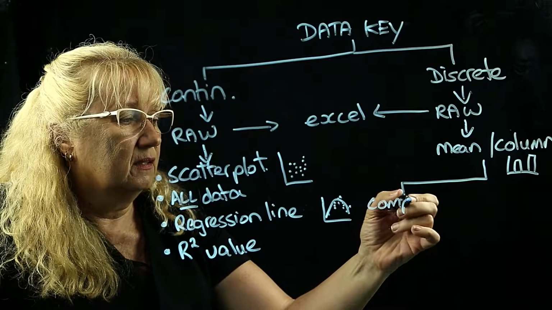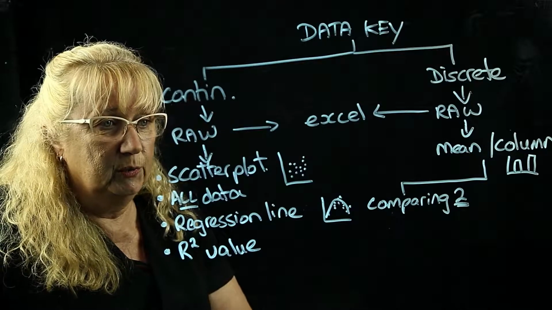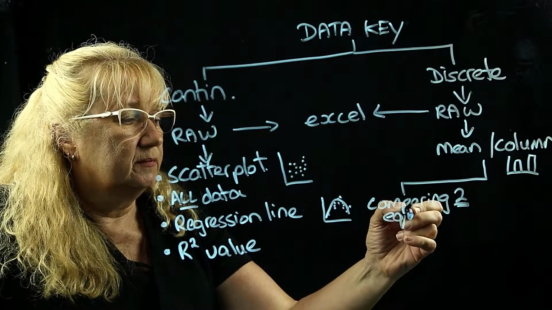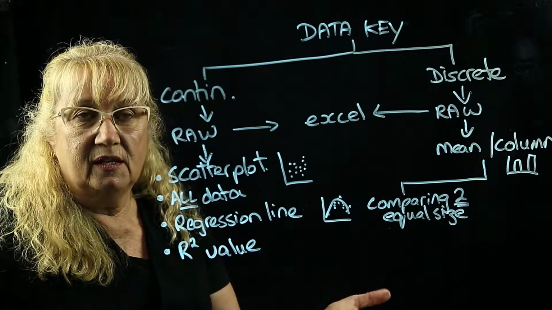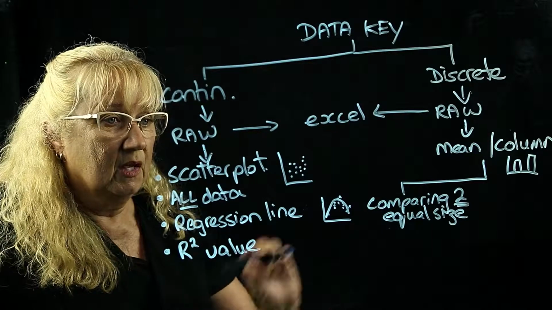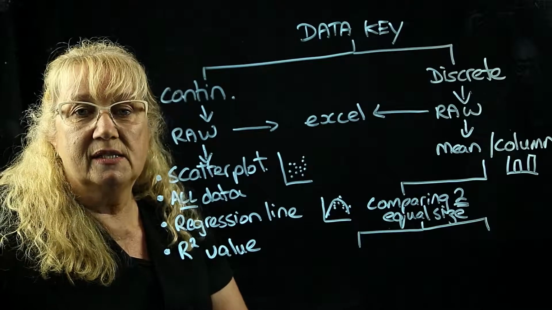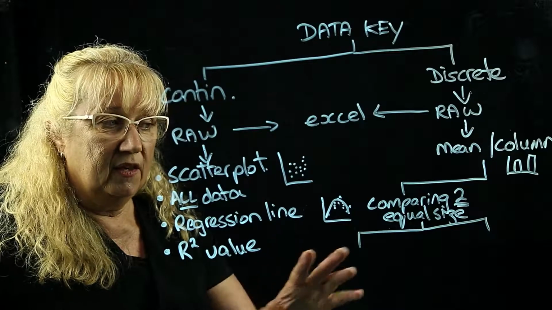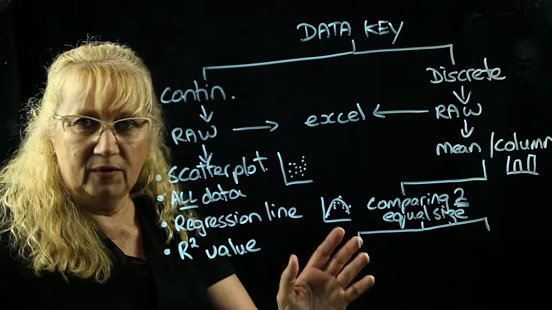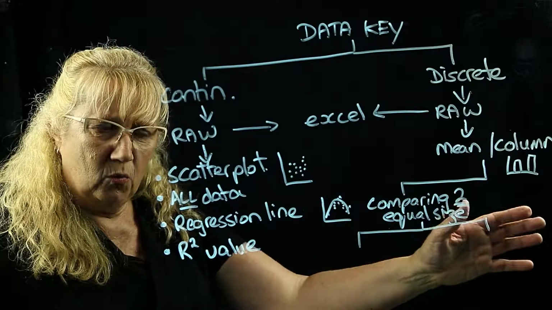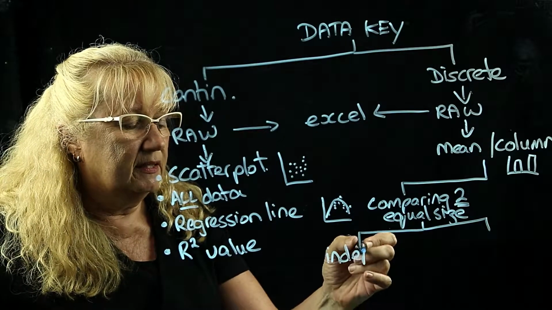Comparing two. Only if you're comparing two and we want equal size. So the same number of repetitions and the same scope. Now, we need to have another divide under that, because you need to determine whether the two things that you're comparing are independent of each other. In other words, they have no effect on each other at all, or whether the one is dependent on the other.